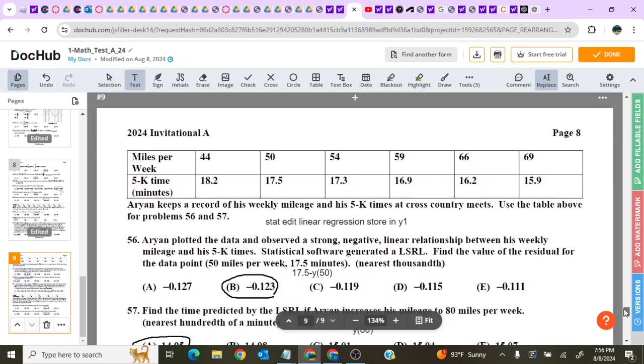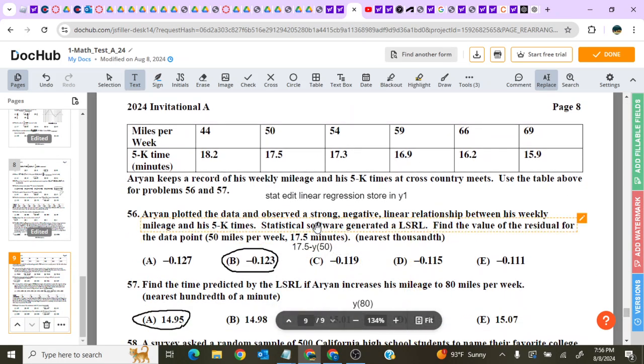Problem 56: you're given a stat plot. You have to plot the x's, plot the y's, and then generate a linear relationship, or a linear model. And what is the residual for 50 miles per week in 7.5 minutes?